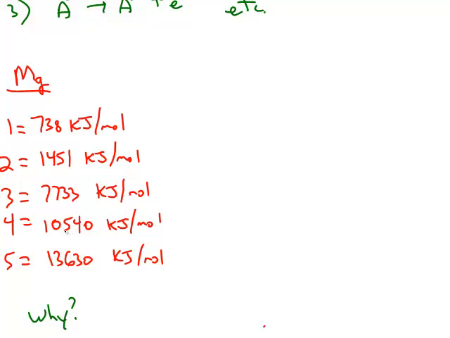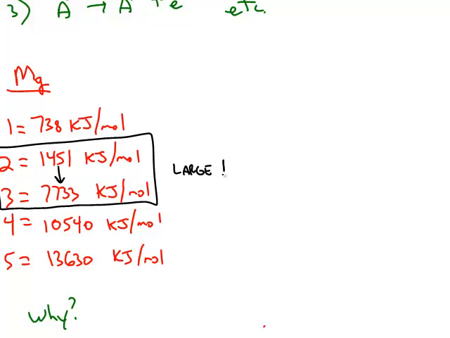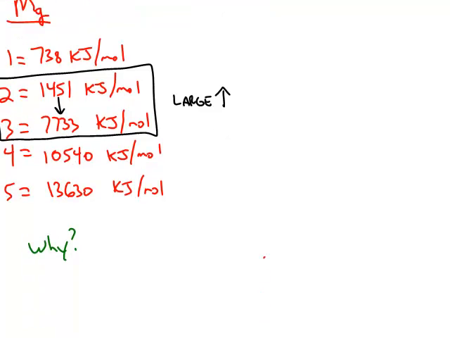It gets more and more difficult to remove an electron from something with a greater and greater positive charge. But the interesting thing to look for is, in this case, between the second and the third ionization energy, there is a very large increase. Much larger than from 1 to 2, or from 3 to 4, or from 4 to 5. This is the biggest jump. And why is there such a big jump from ionization energy 2 to ionization energy 3?